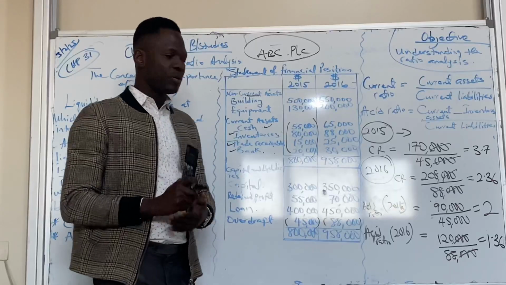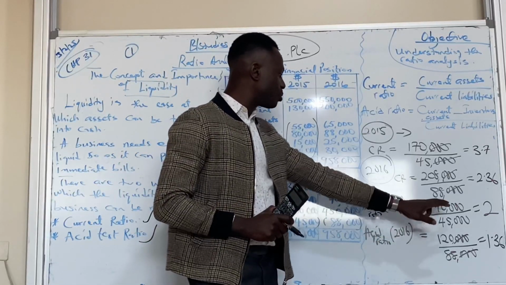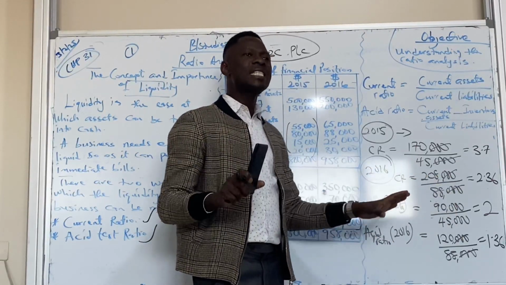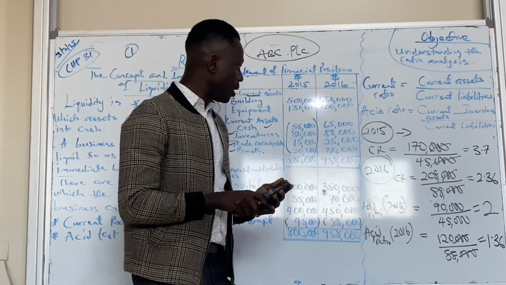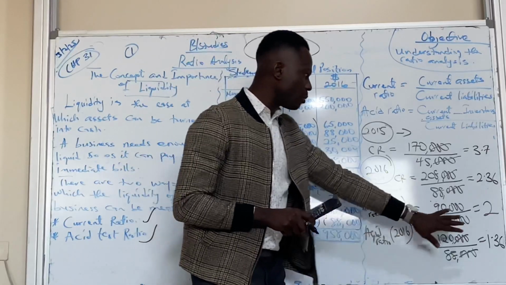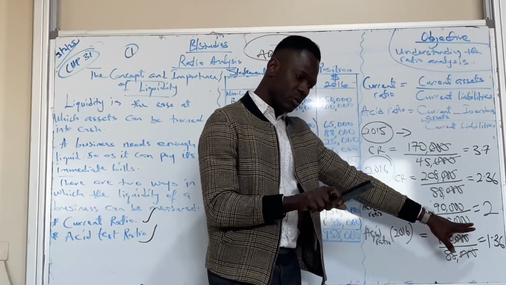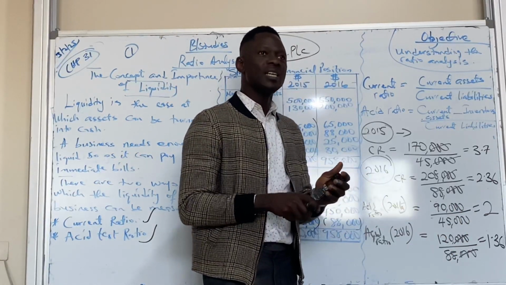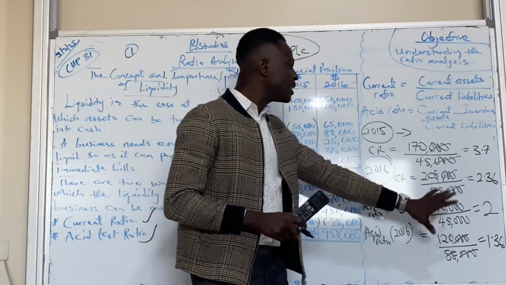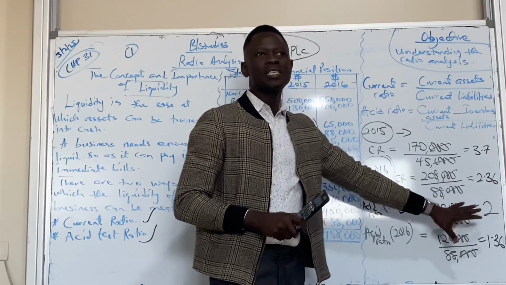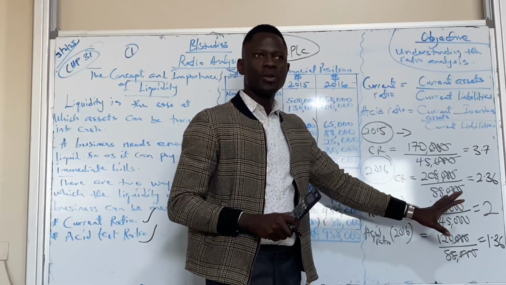Now, let's look at it this way. Our acid test ratio in 2015 is 2. Now in 2016 it is 1.36. It's not a percentage. It's a decimal. So a business should have a higher acid test ratio. Do you get my point here?